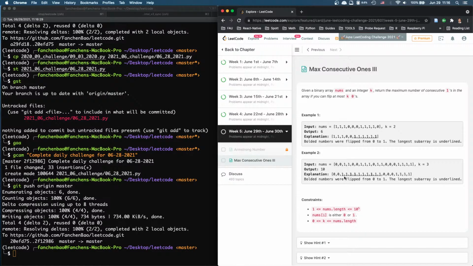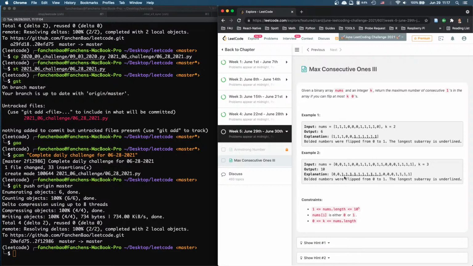This feels like dynamic programming to me. Let's get the example. 1, 1, 1, 0, 0, 0, 1, 1, 1, 1, 0. So each 0 we can either flip or we don't flip, right? And we have k equals 2, so at the most we can flip 2. So basically we can say, given the current remaining is 2, right? This one we can flip it or we don't flip.